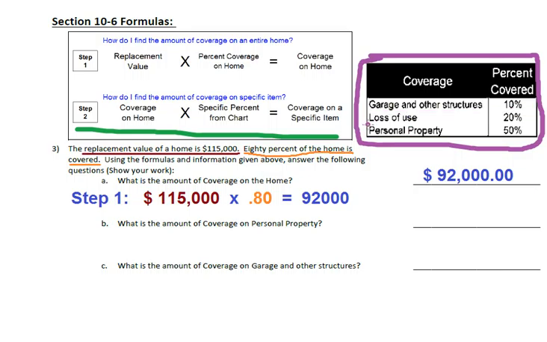Another type of coverage you have is loss of use. Let's say you have such a bad fire that you can't live in your house until it's fixed. So you have to stay at a hotel or maybe even get an apartment for a few months. Well, what can happen is that sometimes insurance companies will set it up where they will give you money to stay in a hotel or give you money to stay in a new apartment. That's going to be that loss of use right there for 20%.